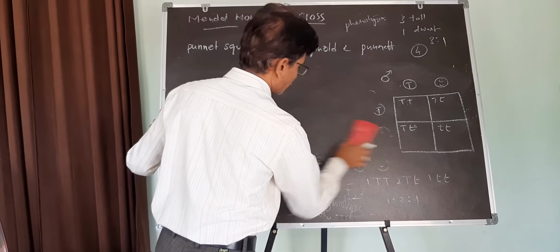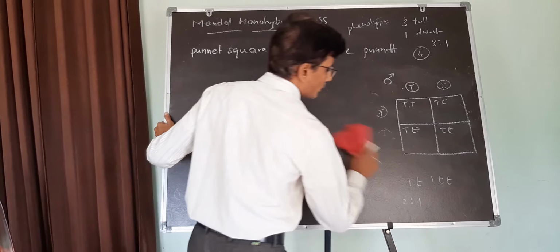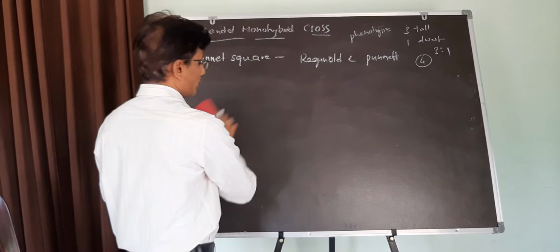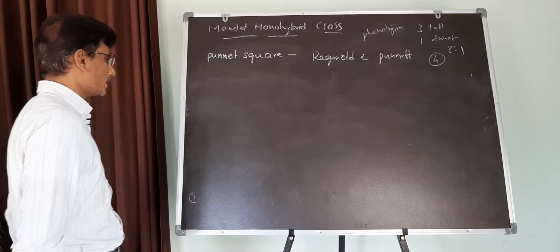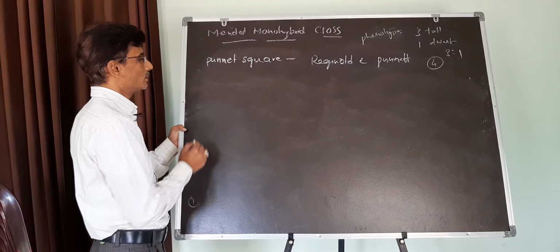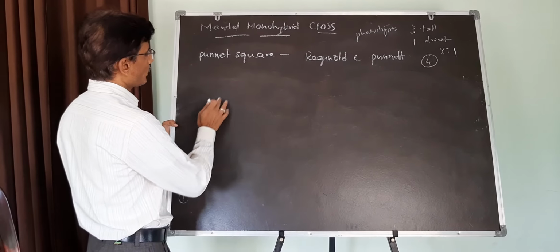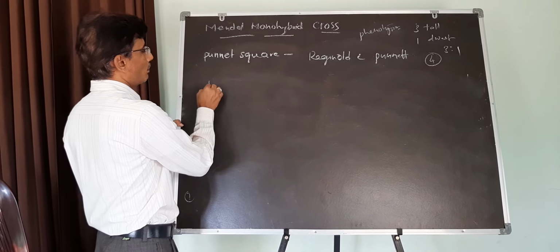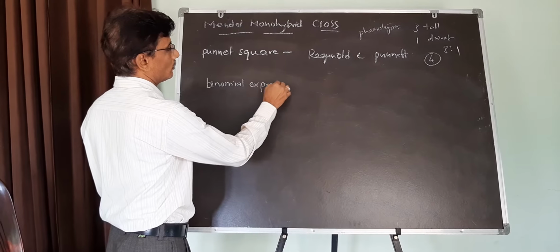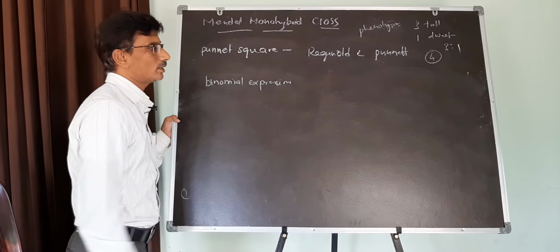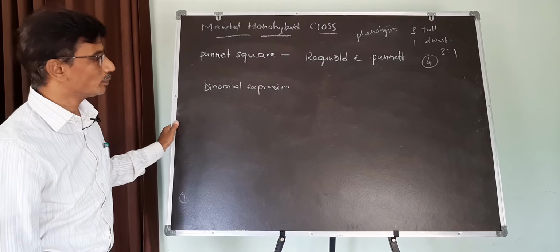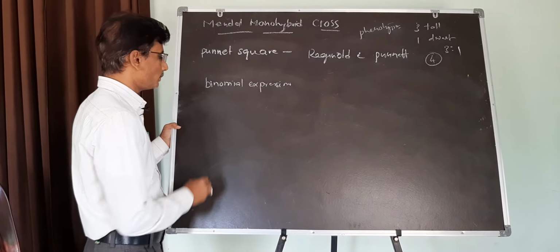The results of this monohybrid cross were applied to mathematics by Mendel. These results can be condensed mainly in the form of a binomial expression. So to understand this, you can express it in the form of a binomial expression. How is that possible?